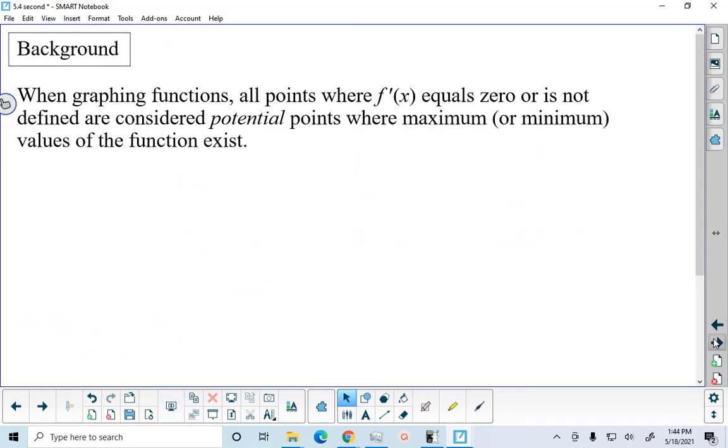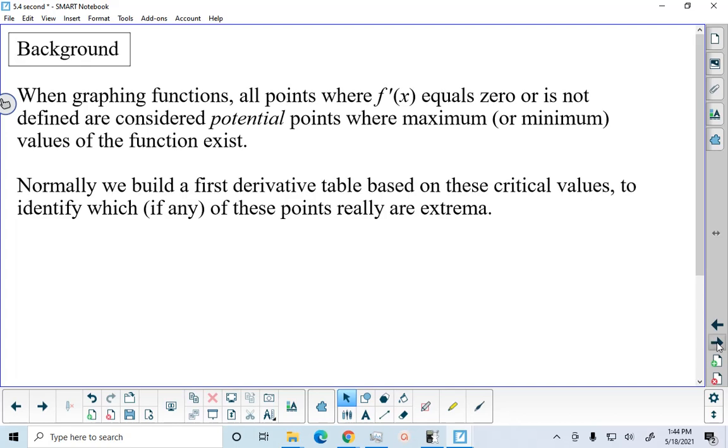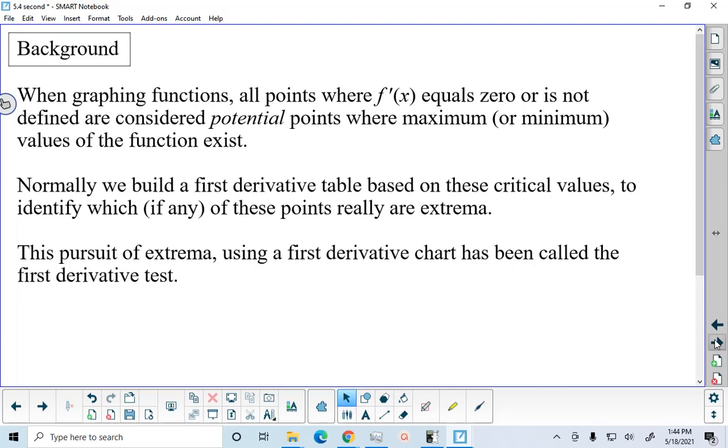So when you graph functions, any point where the first derivative equals 0 or is not defined are considered potential maxima or minima. And that's the point of finding critical points of the first derivative. The point of doing a first derivative chart is so that you can find out which of those critical values are in fact max or min. Remember, not every point where the derivative equals 0 or is undefined is a maximum or minimum. You need a chart to do that. Now, we've called that the first derivative test. That's what they call it.